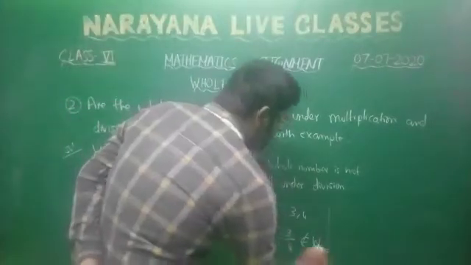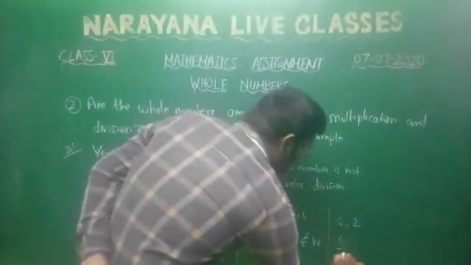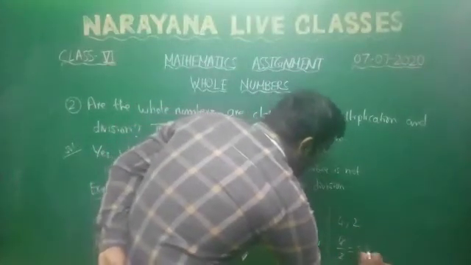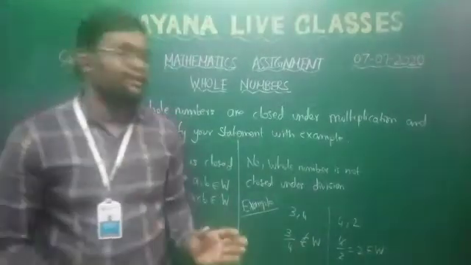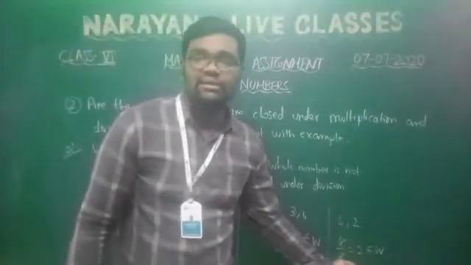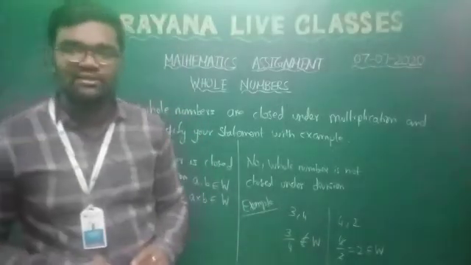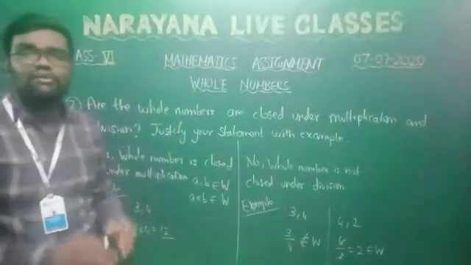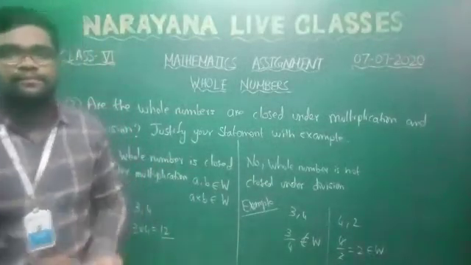We can take one more example, like 4 and 2. If you divide 4 by 2, you will get 2, which is a whole number. This means a property should be satisfied for all values. Here, for a few values it will be satisfied, and for a few values it will not. Therefore, it is not closed under division. Whereas in multiplication, if you multiply any two whole numbers, the value will definitely be a whole number only.